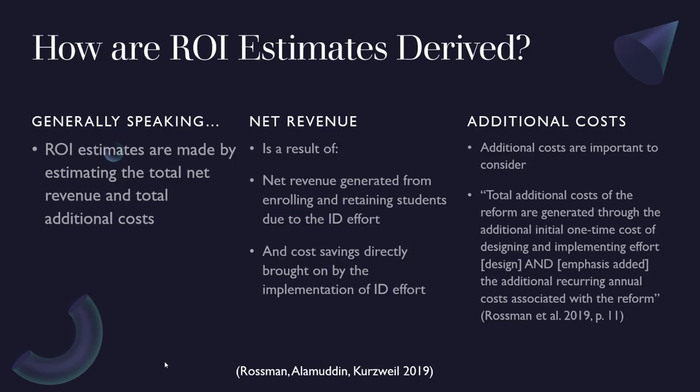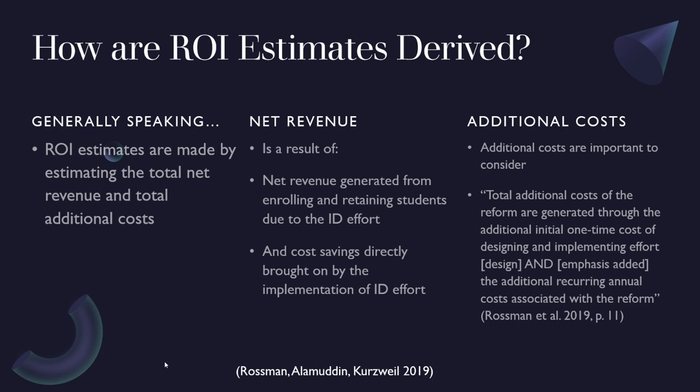How are these estimates derived? Generally speaking, estimates are made by estimating the total net revenue compared to the total additional costs. Net revenue is a result of generating enrollment or retaining students due to instructional design effort, or you can also say in regards to holding on to employees at a company. You can also say cost savings that are directly brought on by this implementation. So, in the long run, are you spending less money because of it, or are you having to put more money in later on down the road? They have to look at those things.